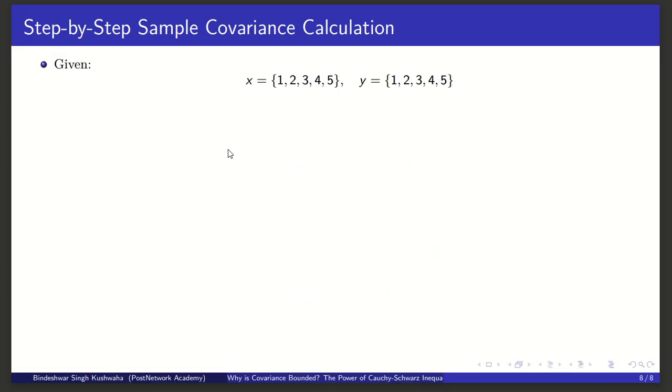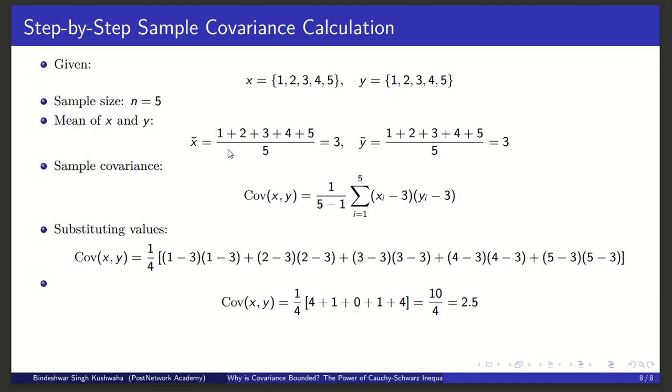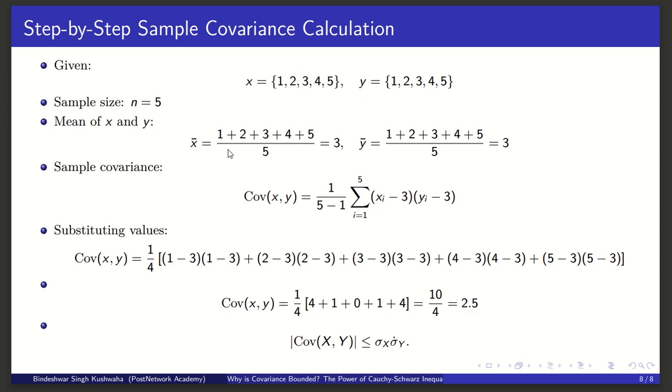For the third one, I have taken the same data for both. In this case the covariance would be the highest. Here again the sample size is 5 and we are calculating. If you calculate, you will get 2.50 or 2.5, and again this inequality holds. Even though x and y are the same, so the covariance would be the maximum, it is not exceeding 2.50.